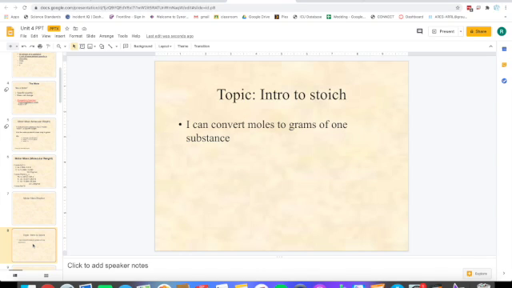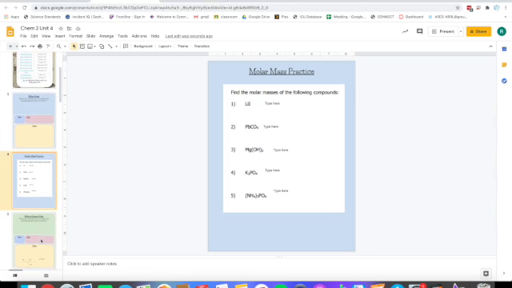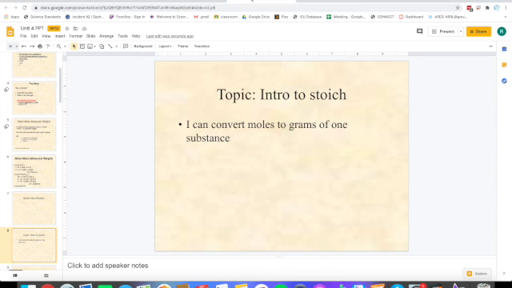So today we're going to start talking about stoichiometry. I know we just did molar mass, and that is very necessary in order for us to do stoichiometry. So your topic on slide 5, the moles to grams step, the topic is actually Intro to Stoich or Intro to Stoichiometry. Your goal: I can convert moles to grams of one substance.